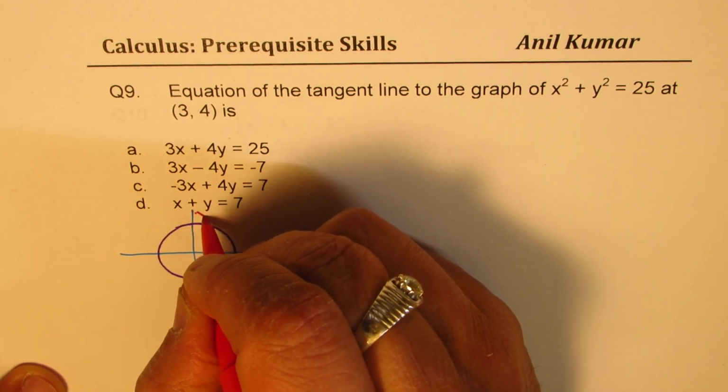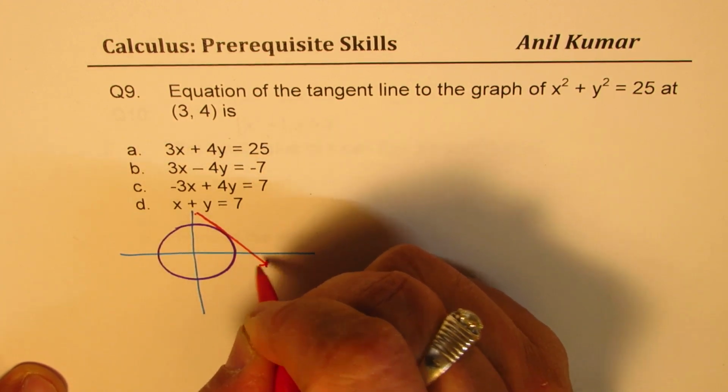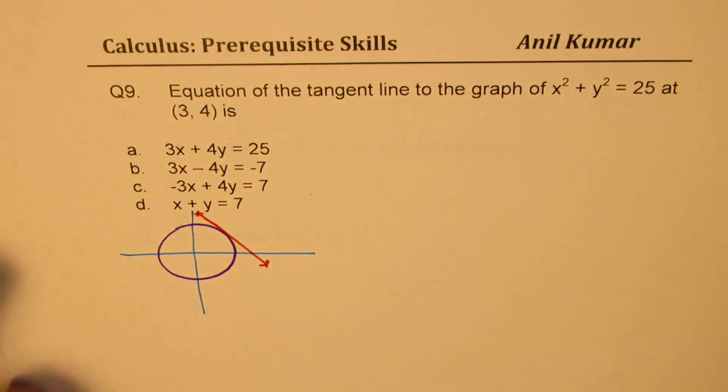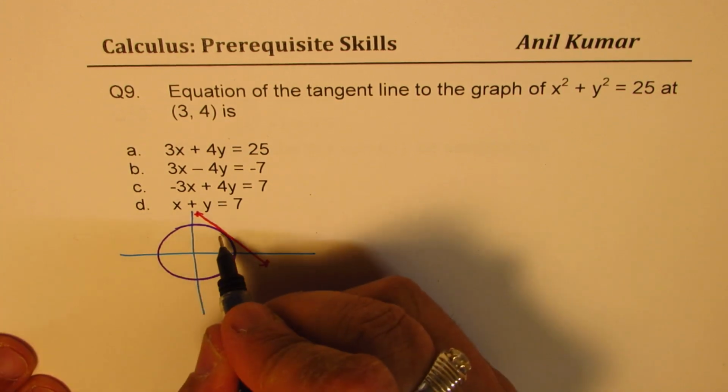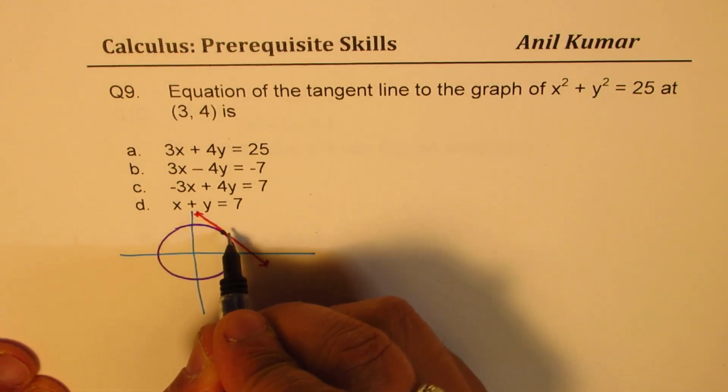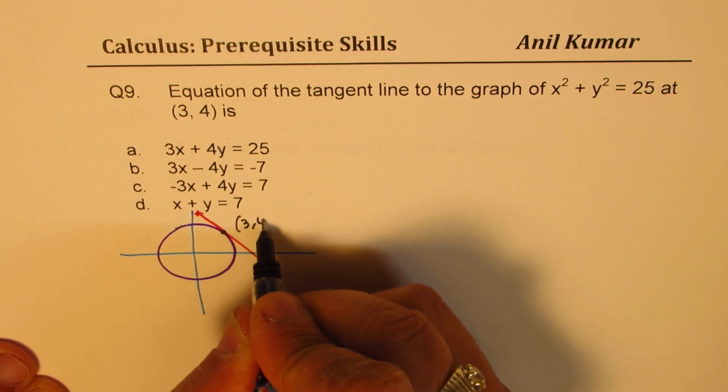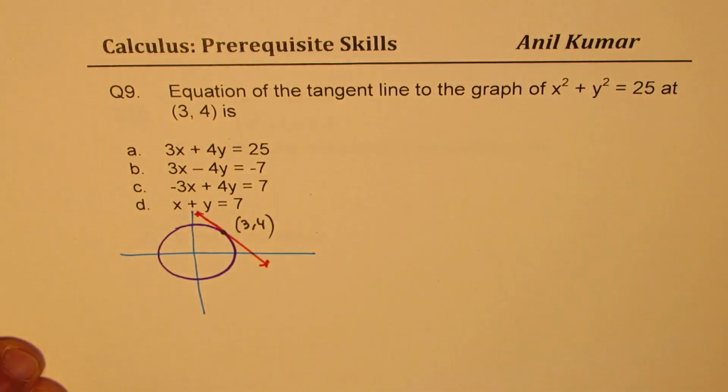So it could be something like this. So that is what we are interested in finding. So it definitely has a negative slope, right? And this is the point which is (3, 4) for us. From the given choices, you could straight away get the solution also, right? But how do we find it? Let's try to understand that part.